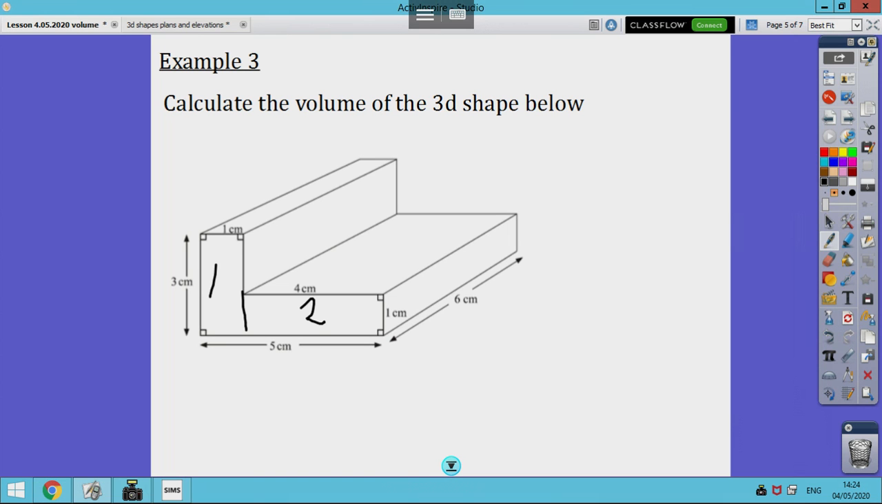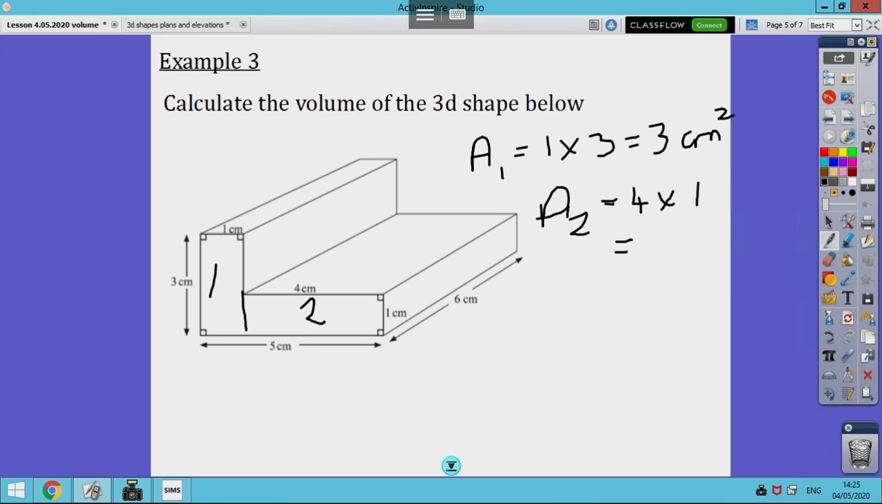So your first rectangle we know is just going to be 1 times 3. So your area 1, I'm going to call it, is just going to be 1 times 3, and that is 3 centimetres squared. And then area 2 is going to be 4 times 1, which is 4 centimetres squared. So the total area of that cross section is therefore 7 centimetres squared.